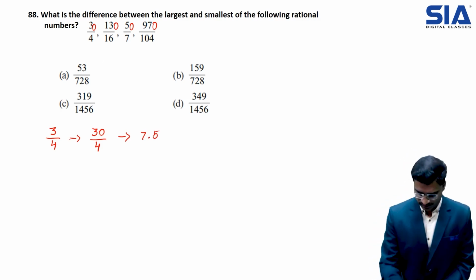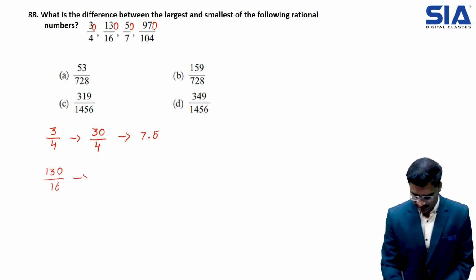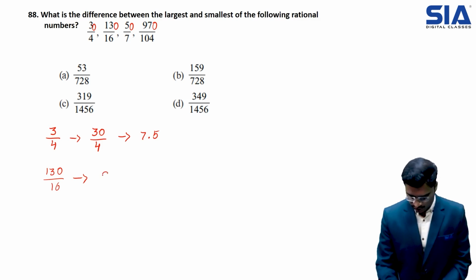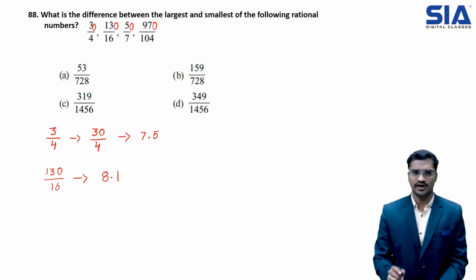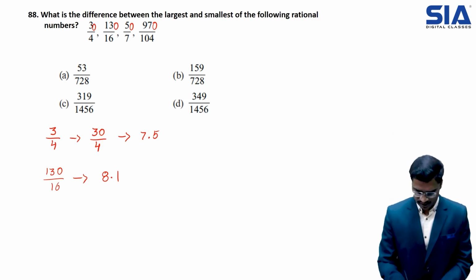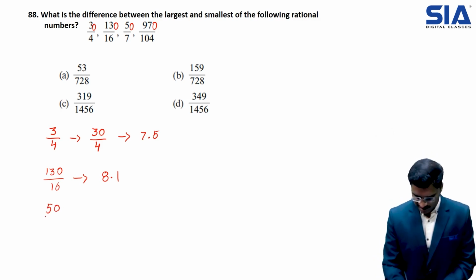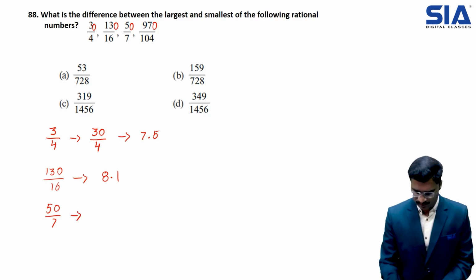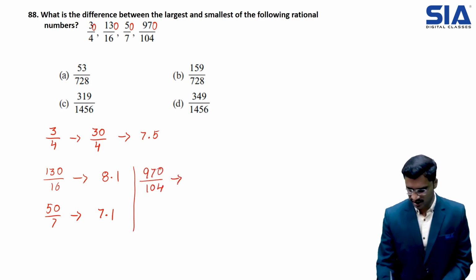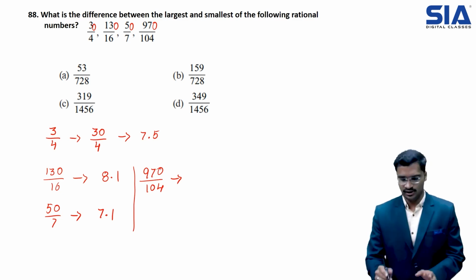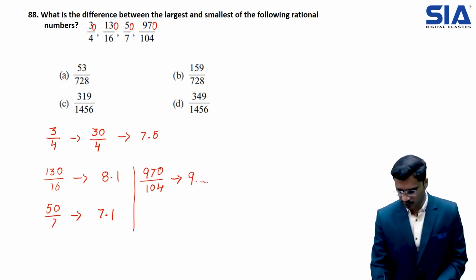In the same way, 130 by 16 gives a value of somewhere around 8.1. And then 50 by 7 will give a value of 7.1. And the last number, 970 by 104, gives a value nearer to 9 point something.